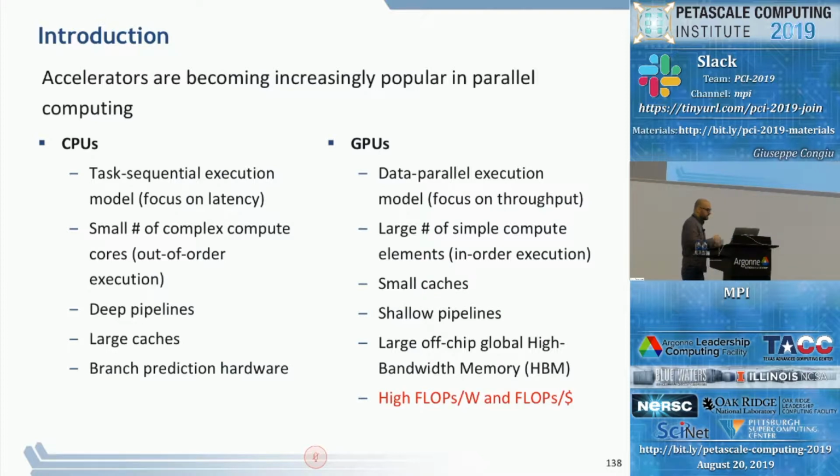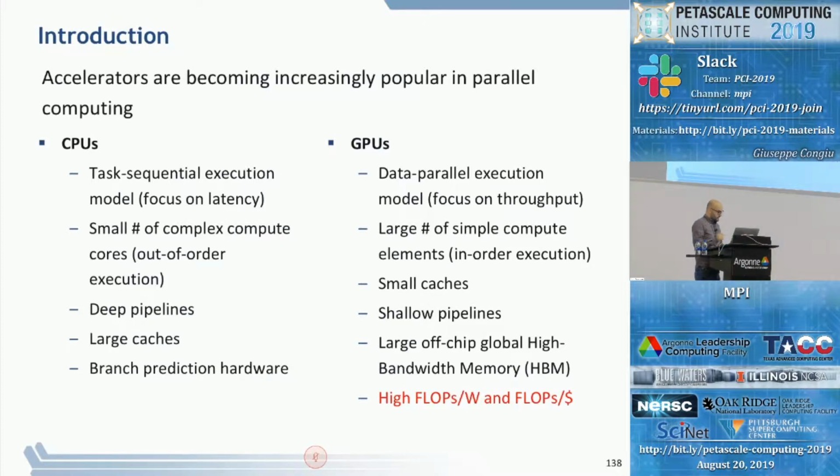So accelerators are becoming increasingly popular in parallel computing. The reason is that they are specifically designed for a data parallel execution model, in which you have basically the same operation applied to many different parts of your data domain in parallel, whereas CPUs are typically optimized for a task sequential execution model, in which the focus is more on the latency. You can execute a large number of tasks very efficiently and quickly.